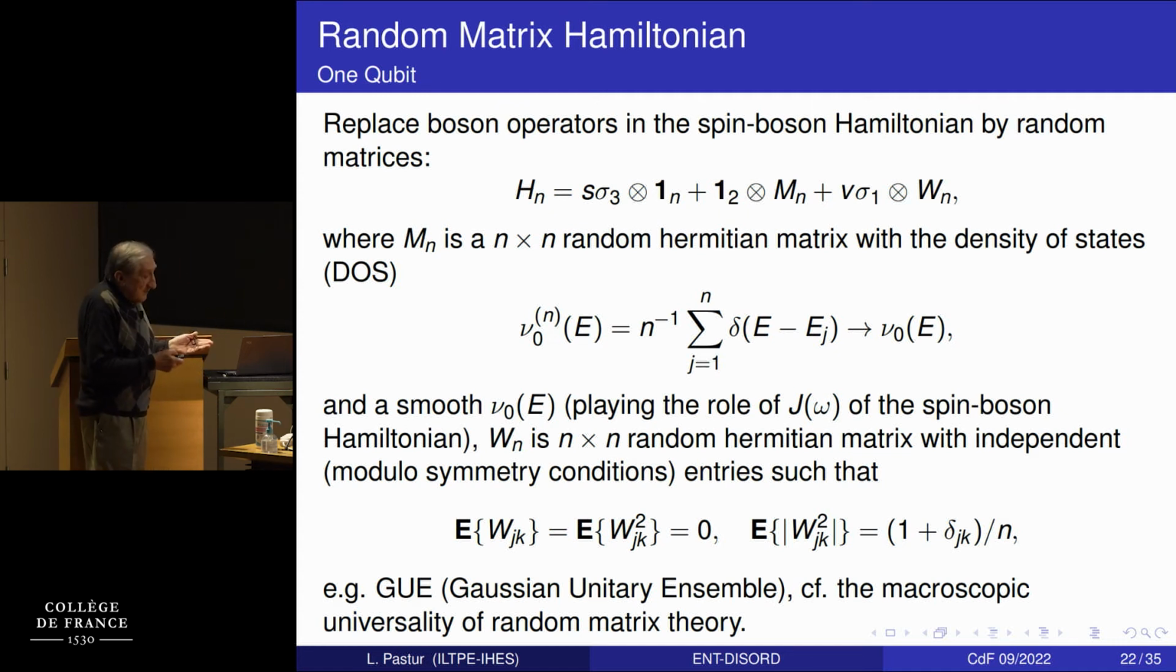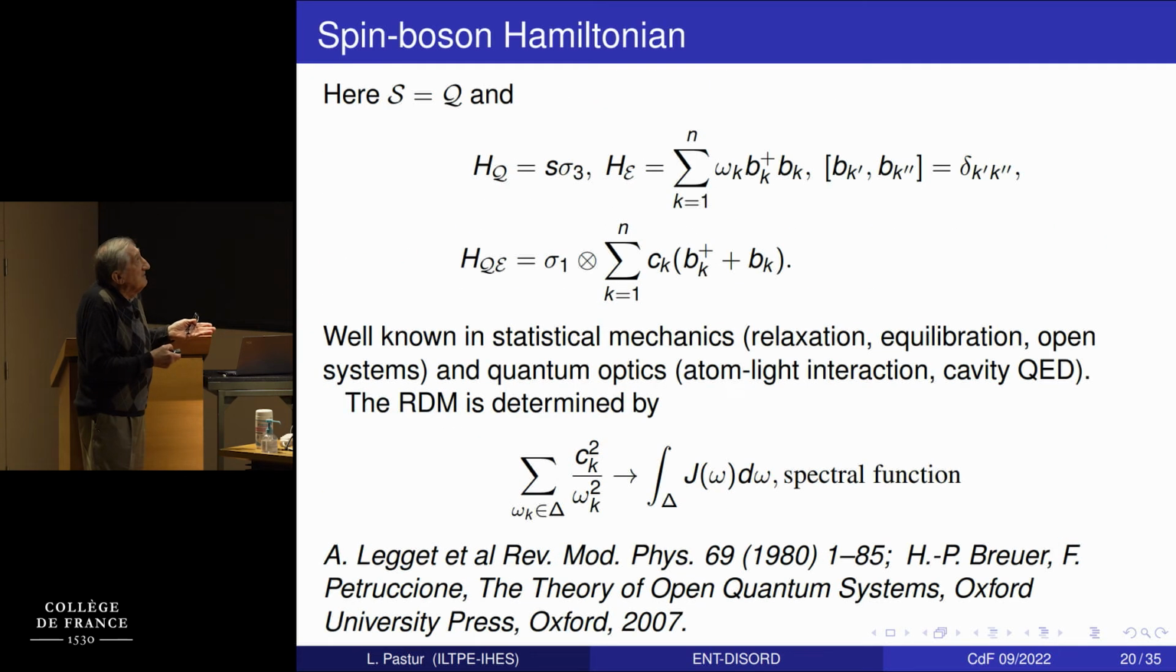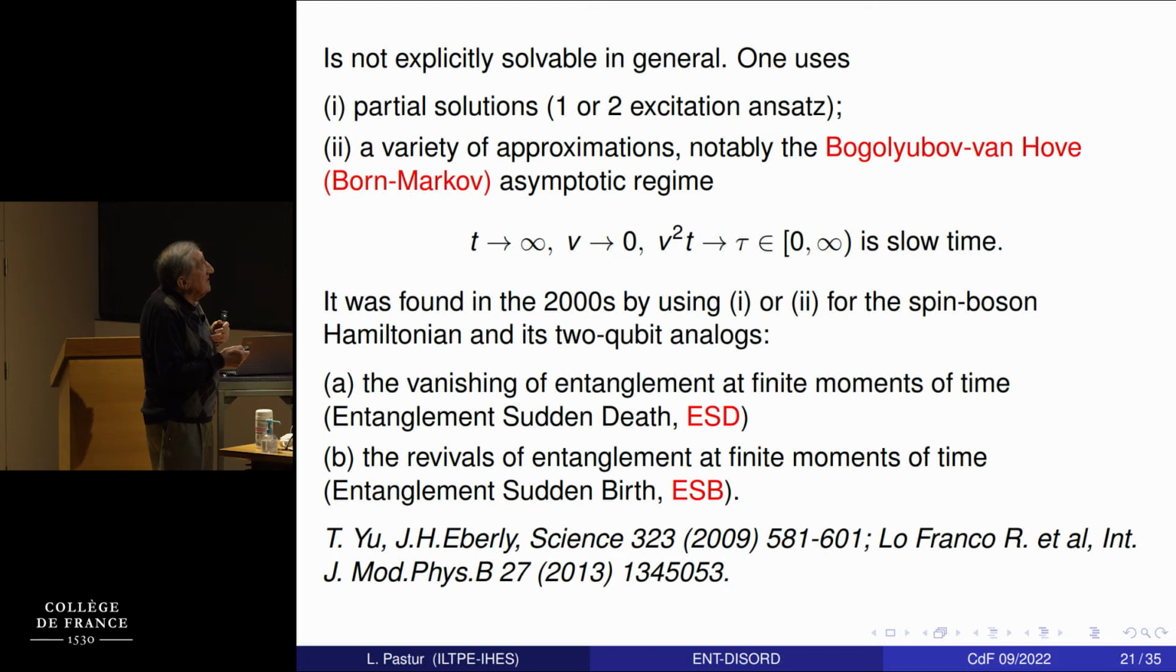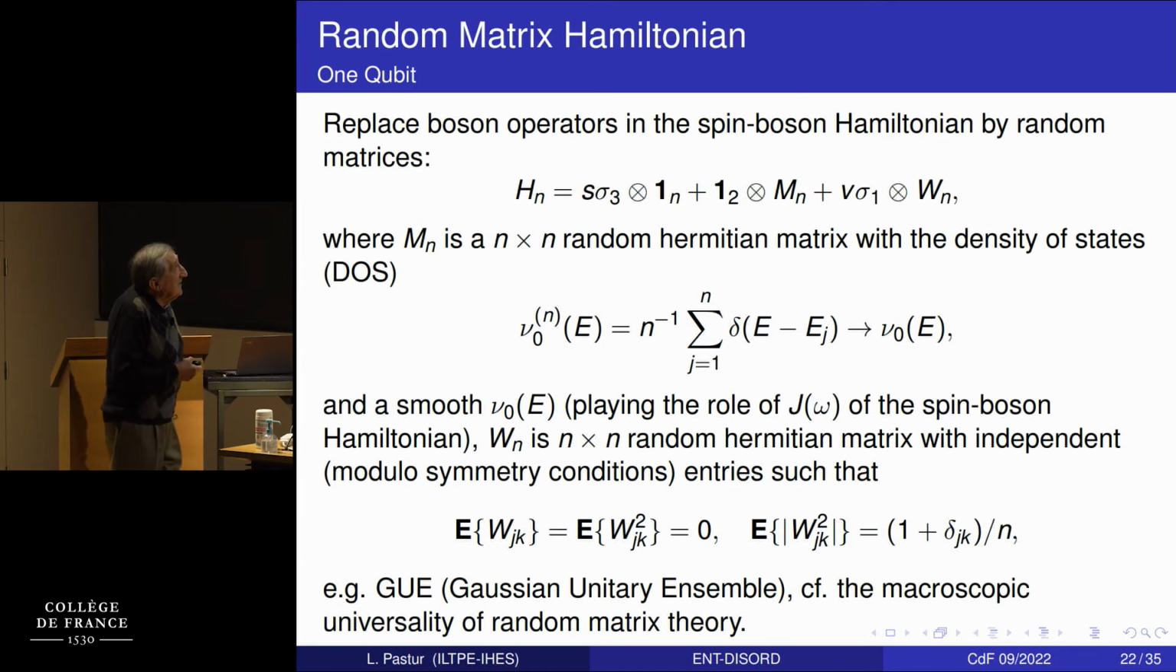So let's start again from one qubit. The traditional approach, as I said, is via spin boson, but it is a complex situation. So just to see something else, let's consider another case. Instead of spin boson, I propose a Hamiltonian in which the environment and the interaction of one qubit with the environment are not bosonic operators, but just random matrices.